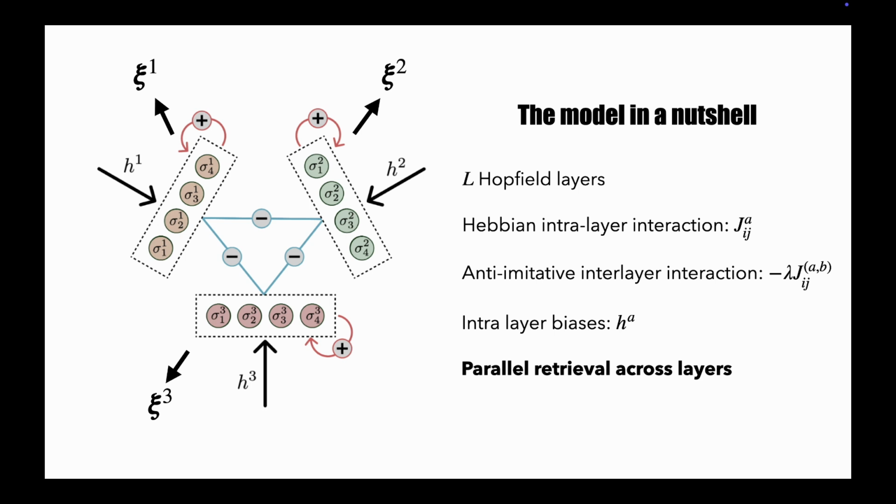The combined effect is that layers cooperate to split the workload. In such a way, the network performs parallel retrieval of multiple patterns from mixed or noisy inputs.